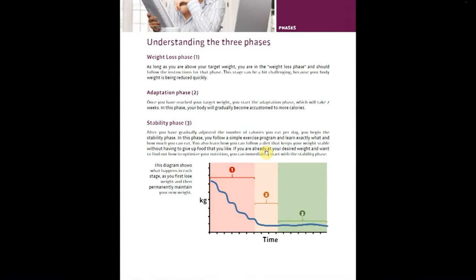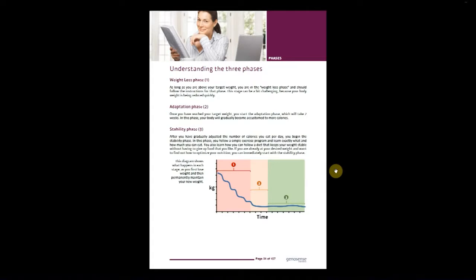Sorry, one other thing, if you already have your optimal weight, then you just go to phase number 3 straight away. So you don't begin with the weight loss or adaptation phase. I'm going to show you how to do that later.